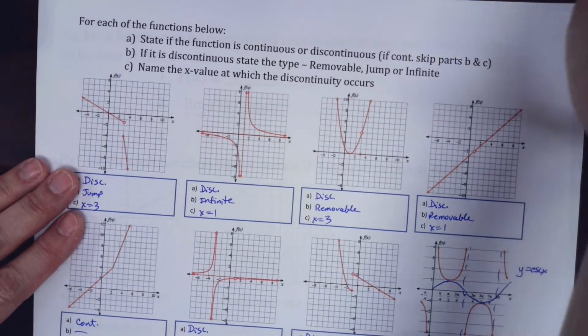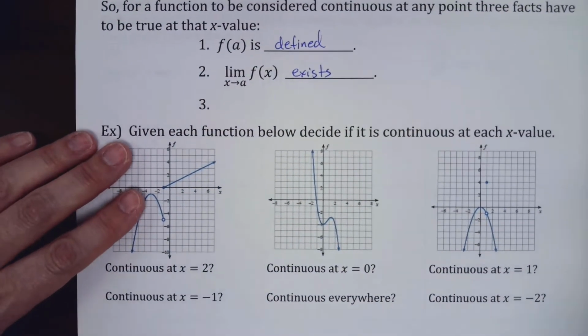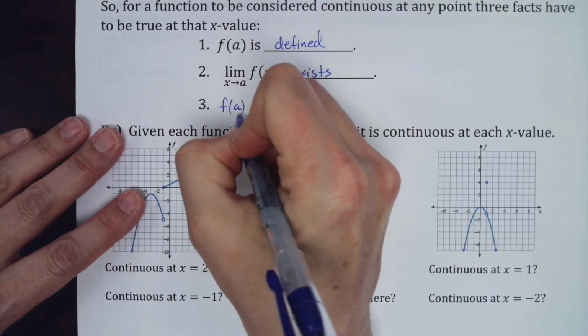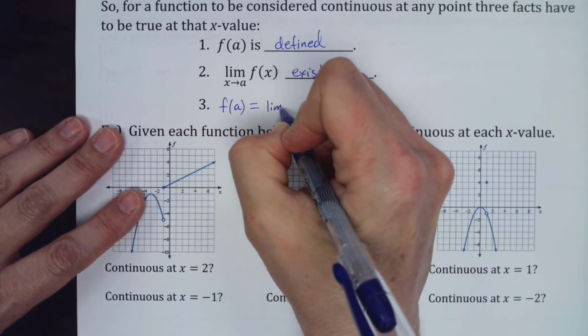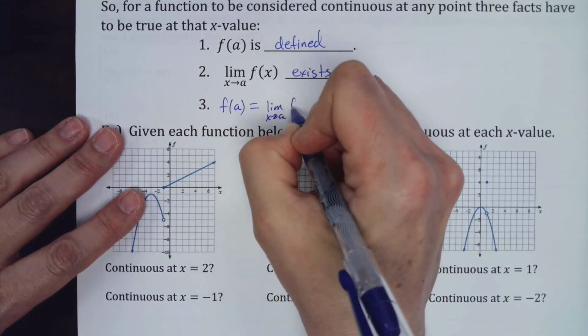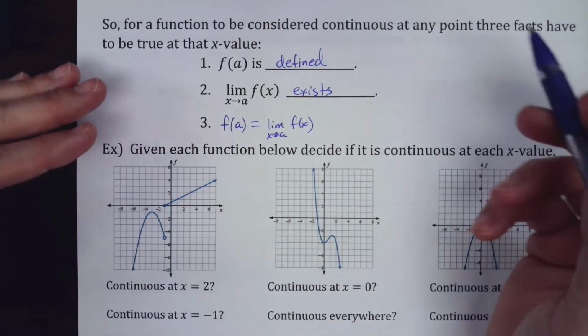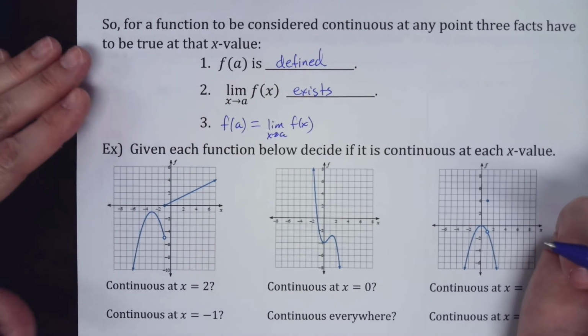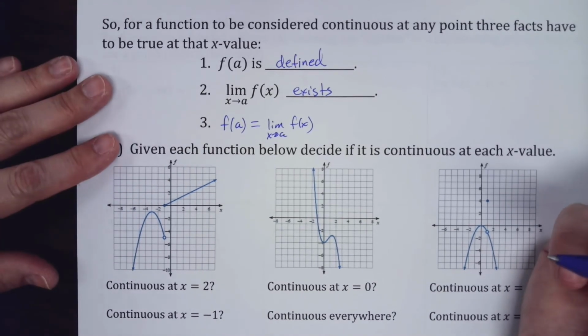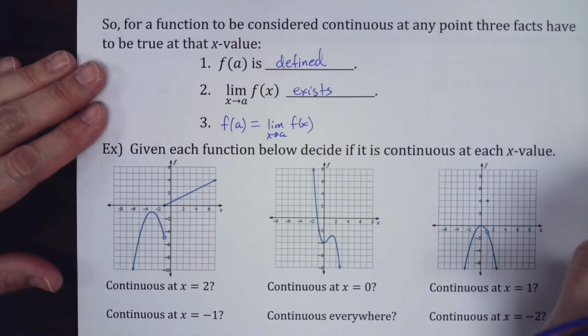So the last rule is that f of a has to equal the limit as x goes to a of f of x. These 3 things make something continuous. And if you disprove any one of them, then it's not continuous, it's discontinuous, and it has one of those types of discontinuities.